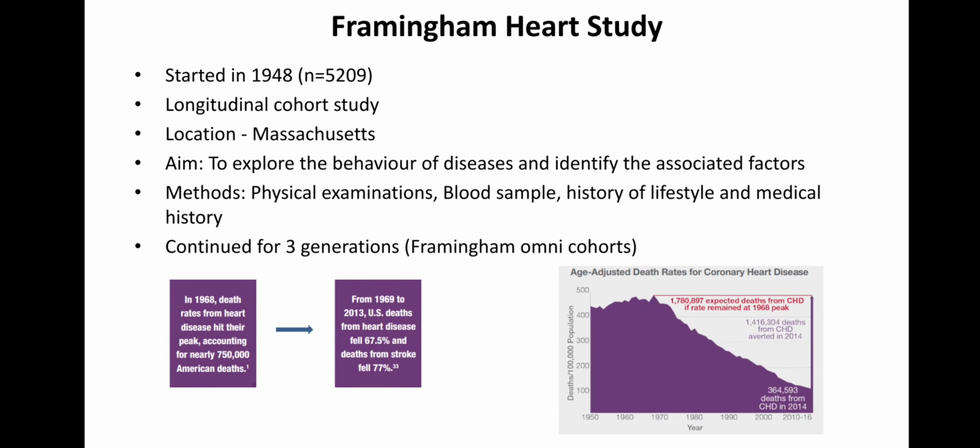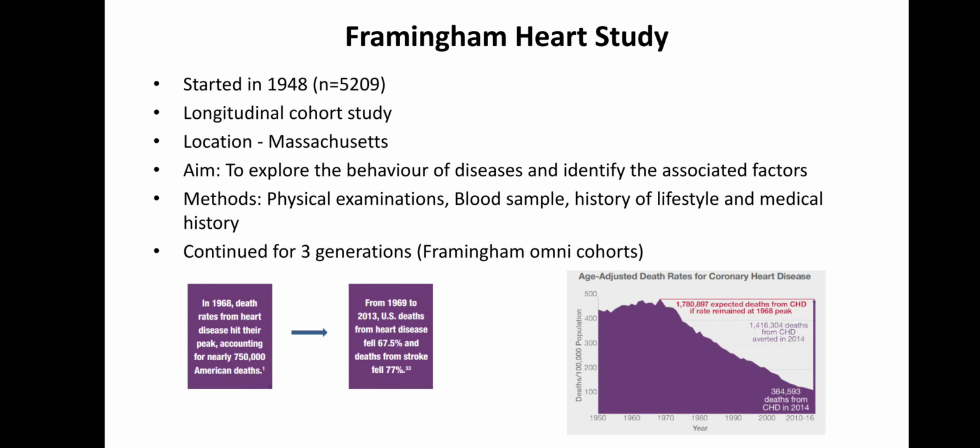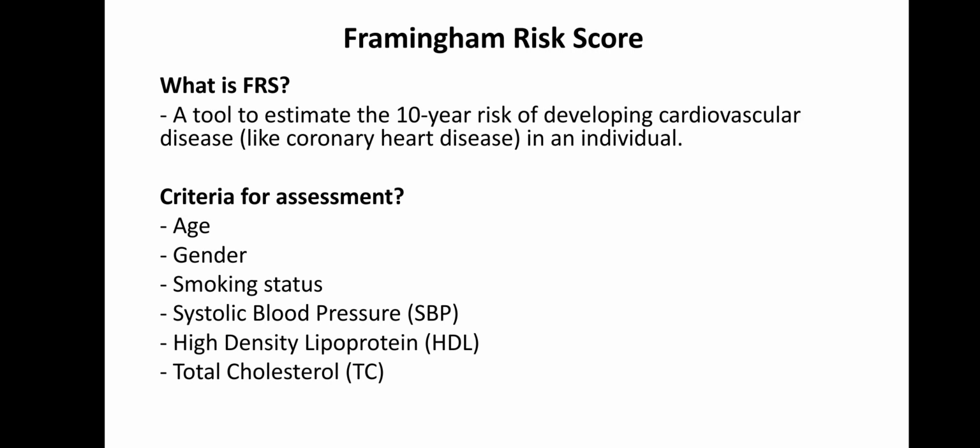When we talk about the definition, this scoring system is a tool to estimate the 10-year risk of developing cardiovascular disease like coronary heart disease in an individual. The main demerit of this scoring system is that it only assesses for 10 years. These are the parameters.